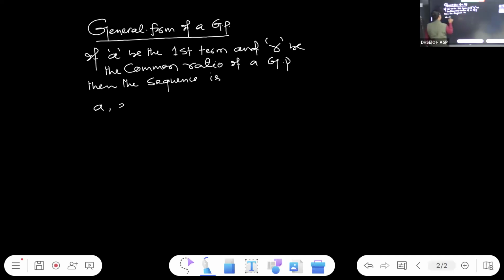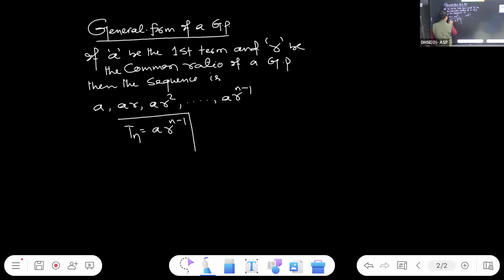A, AR, AR square, up to AR to the power n minus 1. So the nth term Tn of the sequence is AR to the power n minus 1. This is the formula to find the nth term of a GP if the first term of the GP is A and the common ratio of the GP is R.